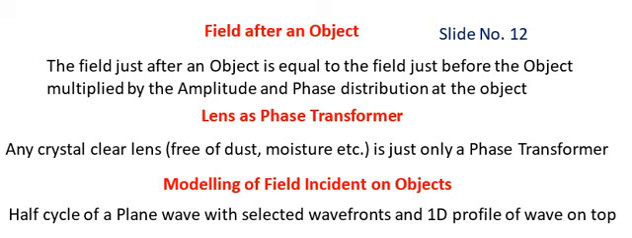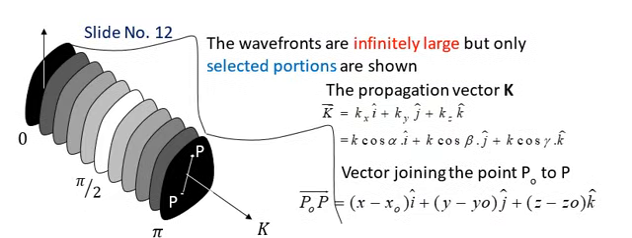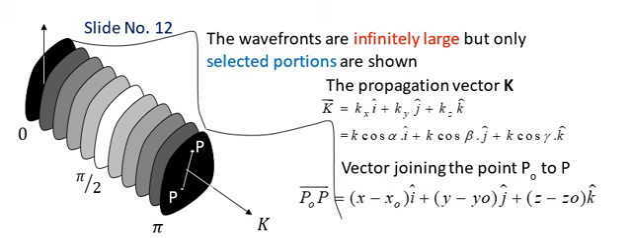The modeling of the field incident on the object. Now we want to present the modeling of the plane wave which can be incident on an object. A half cycle of a plane wave with selected wavefronts and a 1D profile are shown on the top in this figure. You can see that these planes, which we have drawn with limited size, are actually infinite in size in both dimensions. And all these wavefronts are very large, but we have shown only discrete values of the wavefronts. All these wavefronts are parallel to each other and they are propagating in the direction of a propagation vector k.